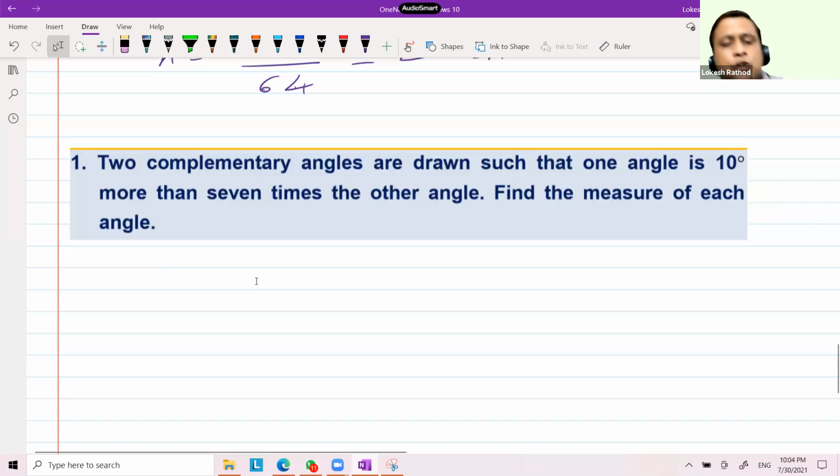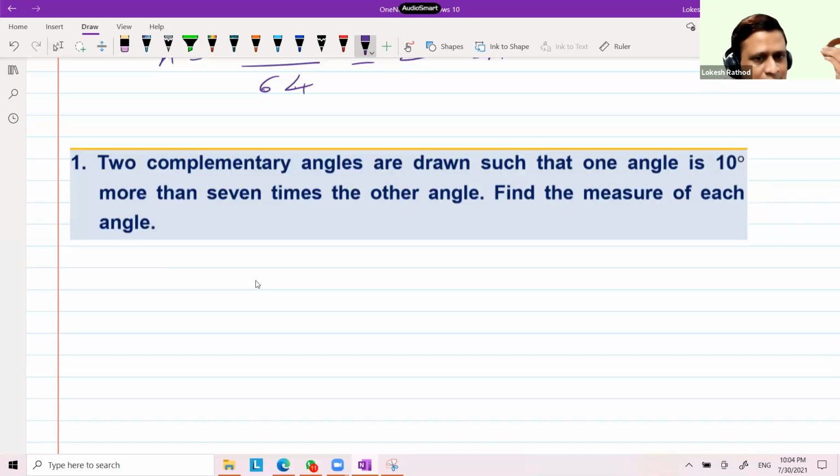What does it say? Two complementary angles are drawn. So what are the complementary angles? Anyone? Complementary angles are angles that sum to 90 degrees. Yes, right, their sum is 90 degrees, correct.